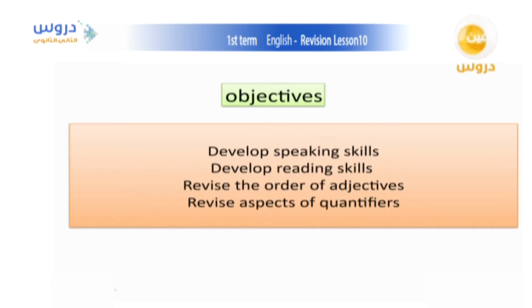We studied how to develop speaking skills, how to develop reading skills, how to revise the order of adjectives, starting with the size, the color, and so on, and to revise the aspect of quantities. These are the 4 objectives for our lesson today. The first one is to develop speaking skills and also reading skills, then order of adjectives, and finally the aspects of quantity.